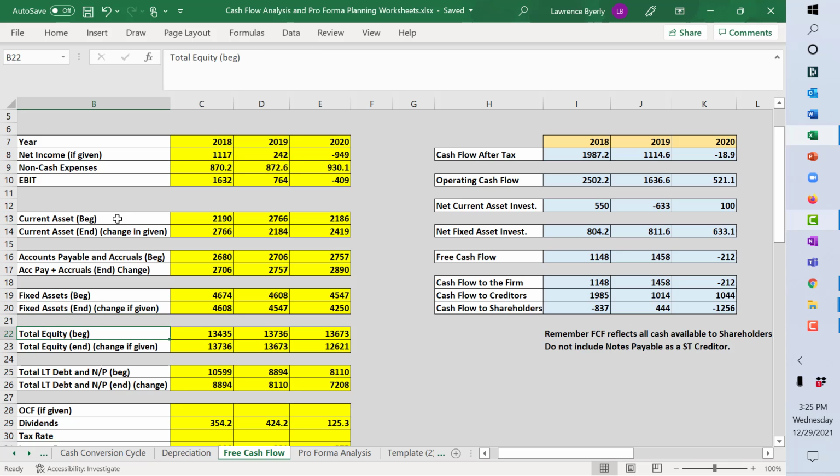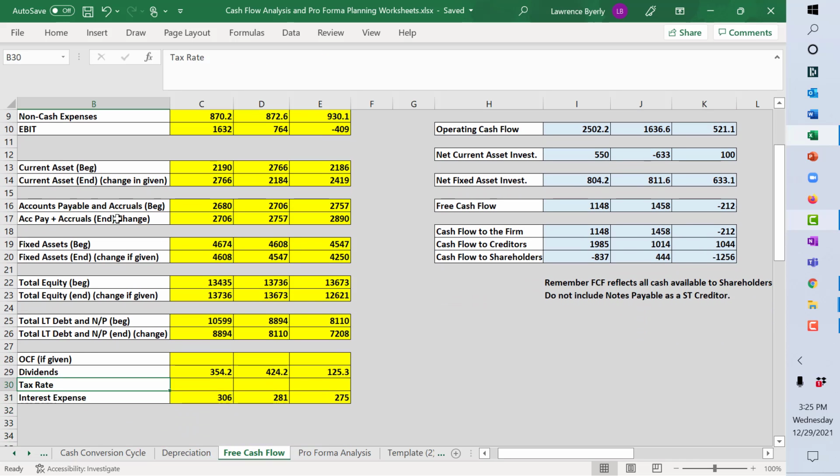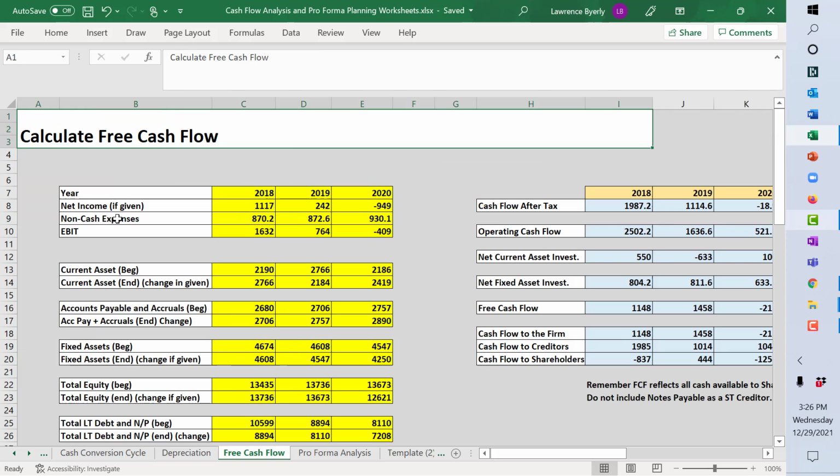We need to know something about the total common equity of the company, again, beginning and ending. Likewise for long-term debt. And here is where we'll put the notes payable, if there are notes payable for the company. Now, there are some other things we may want to do. Dividend payments, we might need the tax rate, or maybe you just need the tax expense. You could put that here as well. And then the interest expense for the company. So again, all of this data came from the financial statements of the company.